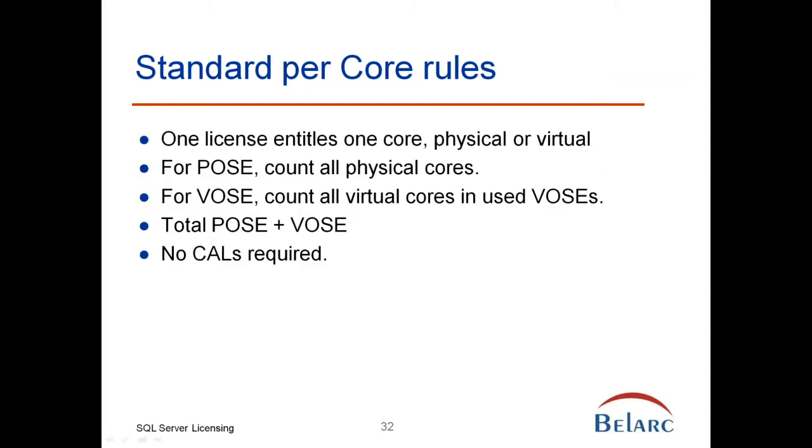Okay, so now we'll go to the second case, still the standard edition, but now we'll switch over to the per core licensing rules. So you need 1 license for every core in the environments that you're using, whether it's virtual or physical. If you're running in the physical operating system environment, then you need a license for every core on the physical server. Doesn't matter whether you think that SQL Server is using only some of the cores. You have to pay for all of the cores.